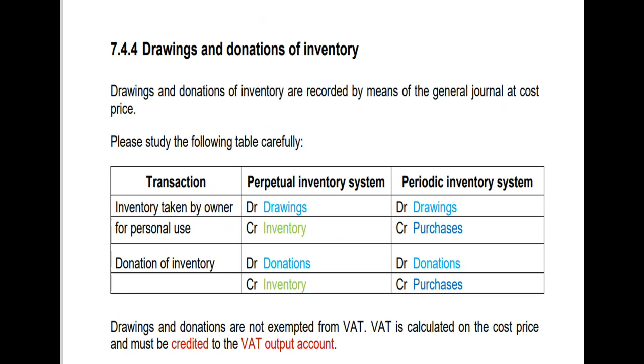But if we use a periodic inventory system and the owner takes the inventory for personal use, what are you going to debit? You debit the drawings, and what do you credit? You credit purchases. Remember that we don't use the inventory account under the periodic inventory system. We record it directly to the purchases expense. Then if there is a donation, the same will go under the periodic inventory system. You will credit your purchases and you will debit your donations.